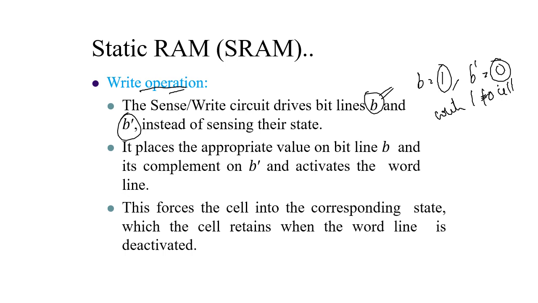It places the appropriate values on bit lines B and B dash, and forces the cell into the corresponding state, which the cell retains when the word line is deactivated. So what happens after doing this process? The word line is activated and the data present on the bit lines B and B dash are loaded into the internal cell, and once the data is loaded, the word line is deactivated so that the data remains, or gets latched, inside the cell. This is how the read and write operations in a static RAM cell take place.